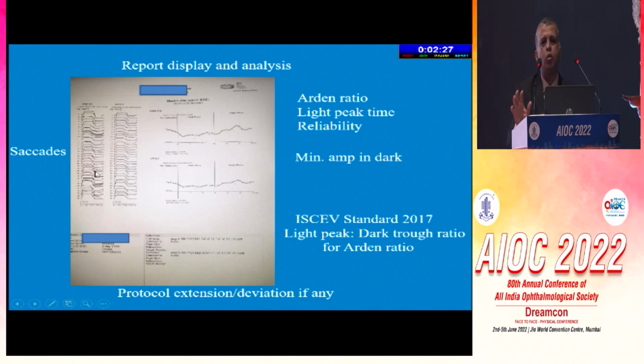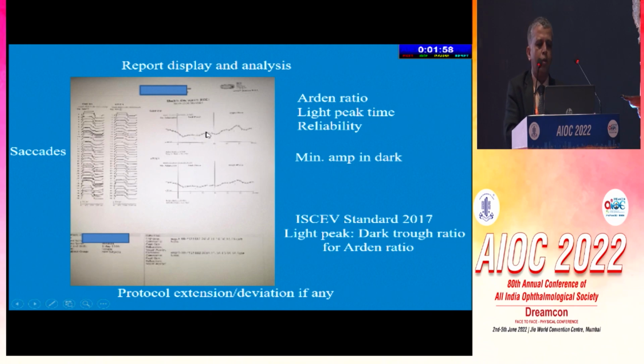When you look at the report, the first important thing to look at is the saccades. These square waves, that is peak and trough, slowly reduce in amplitude to around 10 to 15 minutes, called the dark trough. Then again they go on increasing till they reach around 10 to 12 minutes, called the light peak. After that, one needs to look at the wave, whether when these amplitudes are plotted, there is a sinus wave like this.